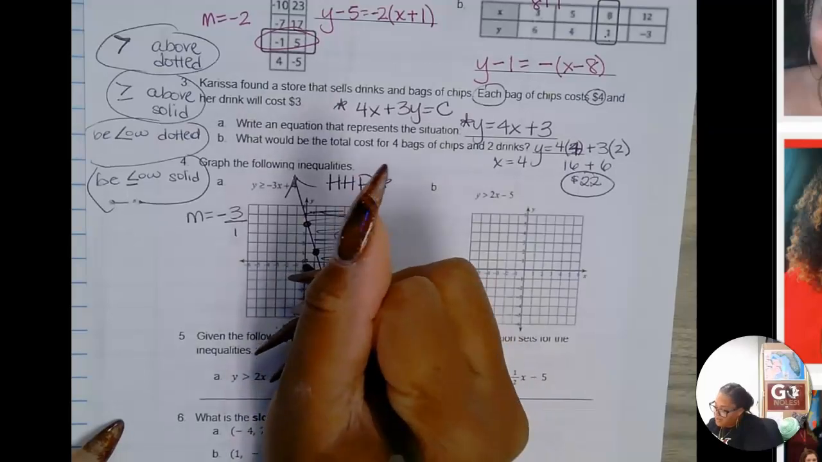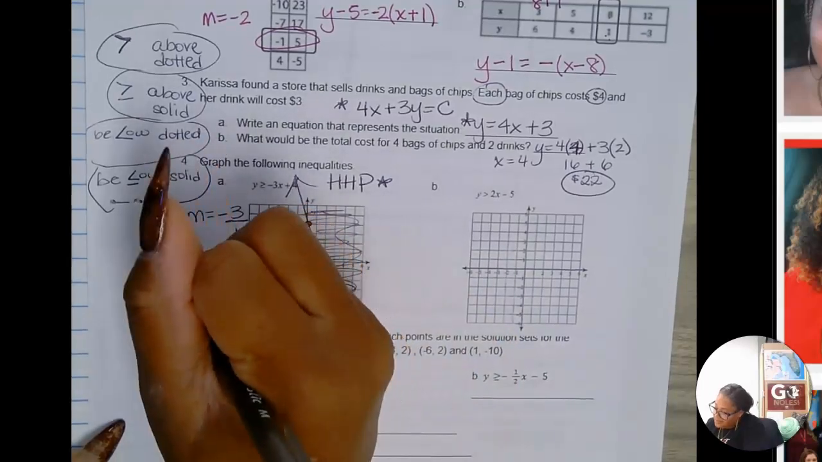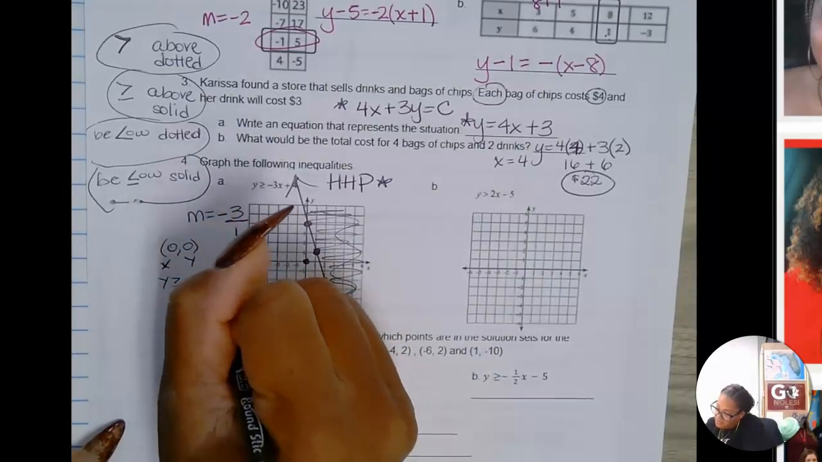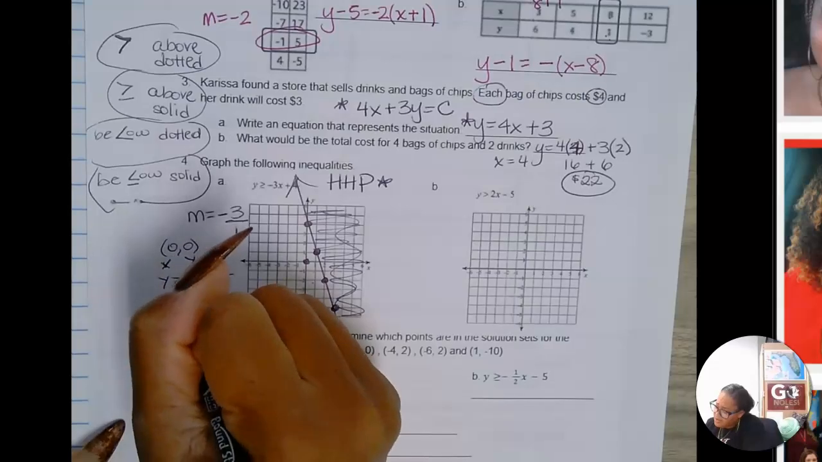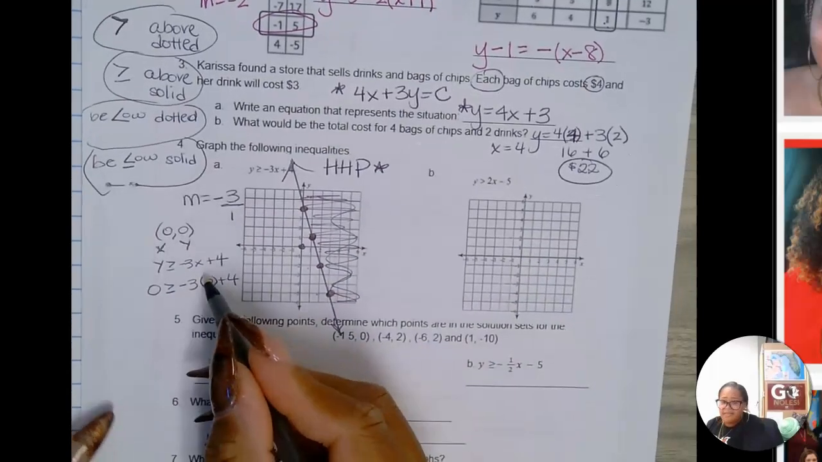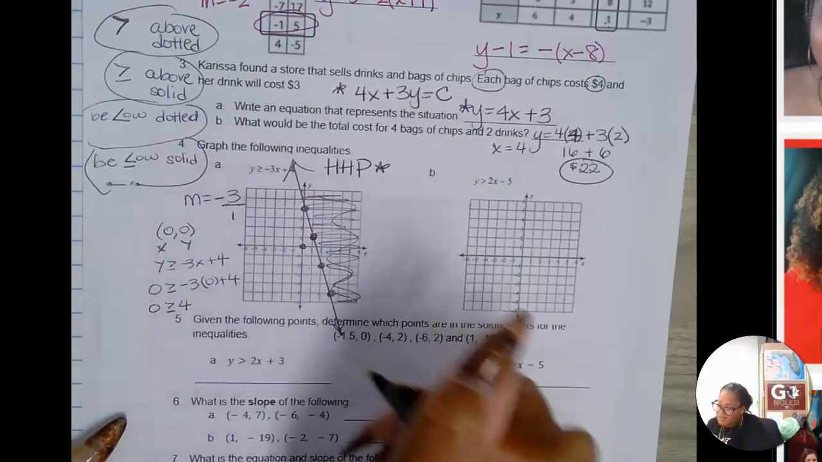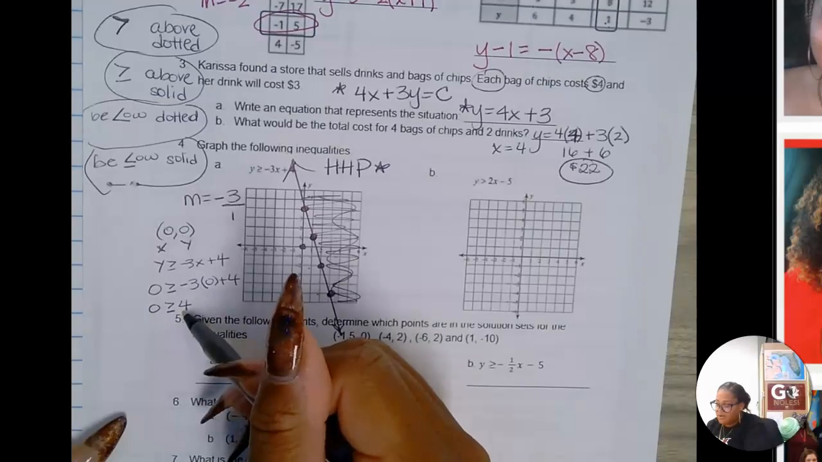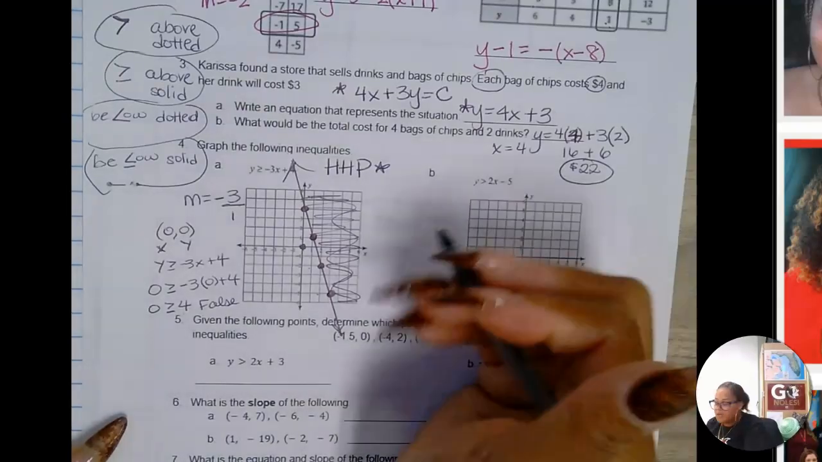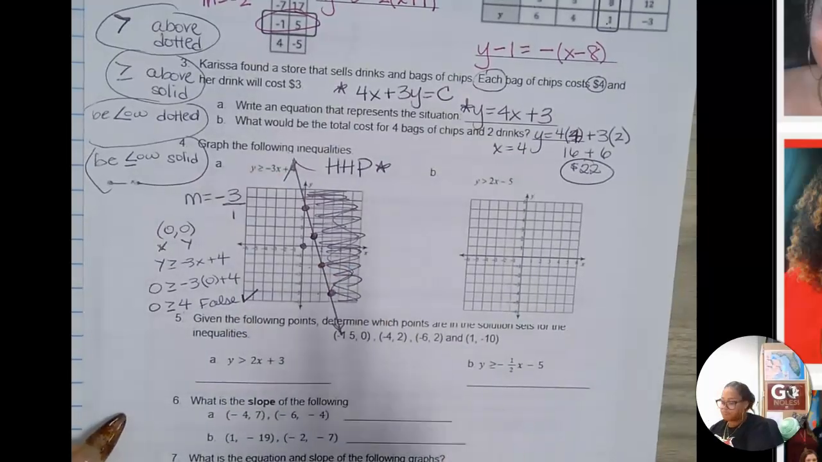I would also use a checkpoint. I like to use the origin as my checkpoint. So I'll plug this in for y and this in for x. And instead of saying y is greater than or equal to negative 3x plus 4, I'll say 0 is greater than or equal to negative 3 times 0 plus 4. And then if this is multiplied by 0, you get 0. Does this statement seem to be true or false? Is 0 greater than 4? This is false. Therefore, my origin should not be in the shaded region, which is, again, over here. So I did the right thing. I did not include my origin.